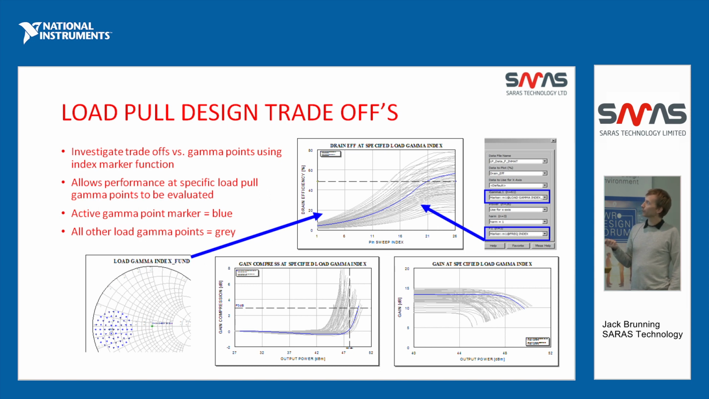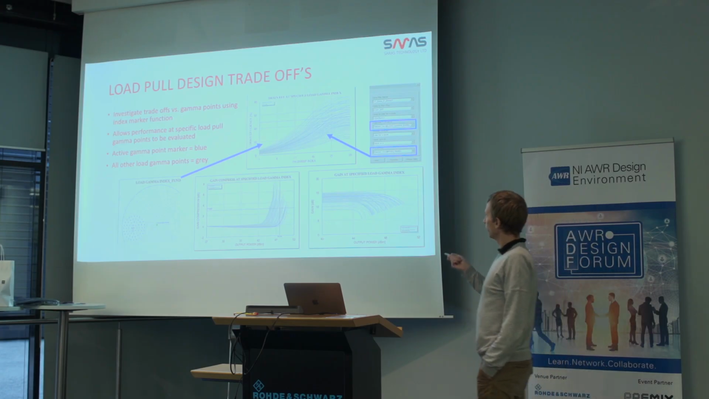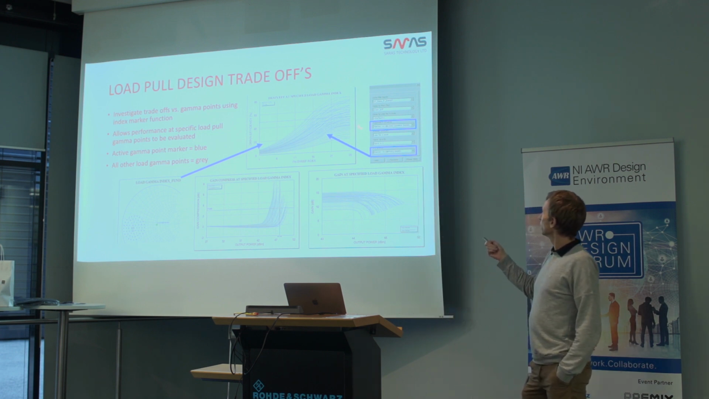Load pull design trade-off. Since V12, there's been this ability, and it's since been developed further in AWR, to investigate the trade-offs versus gamma points. So this is what you were asking about, the spread, earlier on. Yep, so this is basically how it works. You've got all these gamma points here, so you've got drain efficiency, power gain, and compressed gain for all gamma points. And then the blue trace, or whatever color you want, highlights the active gamma. So that gives you your spread overall. And you can do this for any variable.